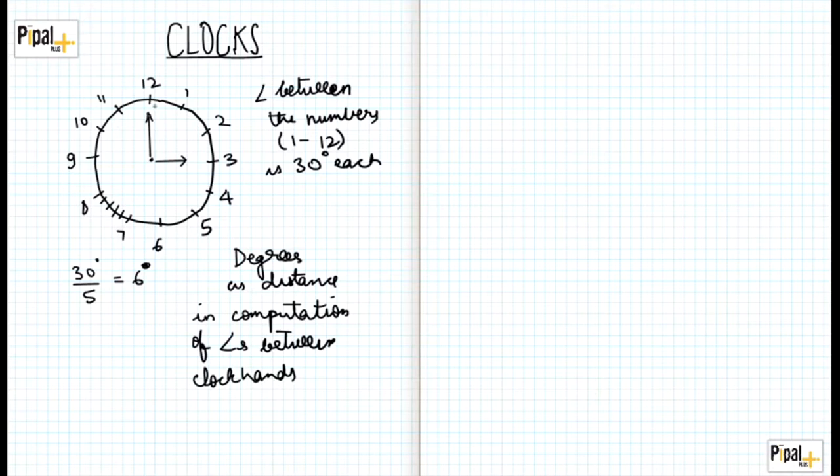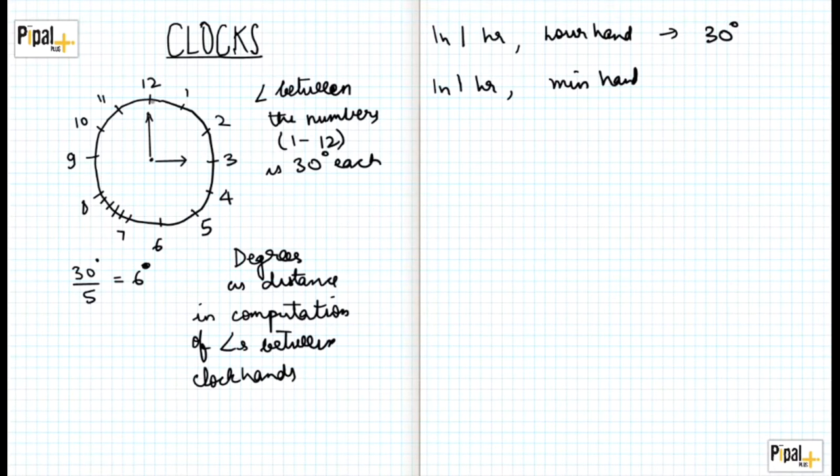The only difference is that instead of measuring the distance in meters, we are going to measure the distance in degrees, right? Now, let's look at the hour hand and the minute hand. In a time duration of 1 hour, the hour hand travels a distance of 30 degrees, right? In the same 1 hour duration, the minute hand completes one entire rotation. The minute hand moves all the way from 12 and comes back to 12. So the minute hand is actually rotated by 360 degrees, right?